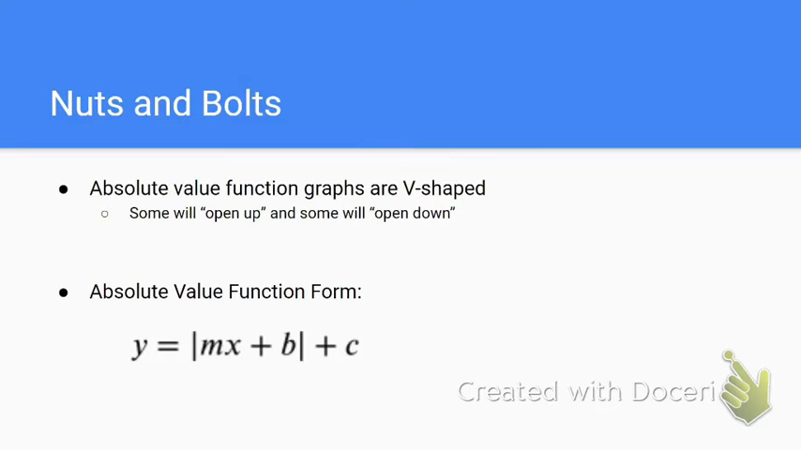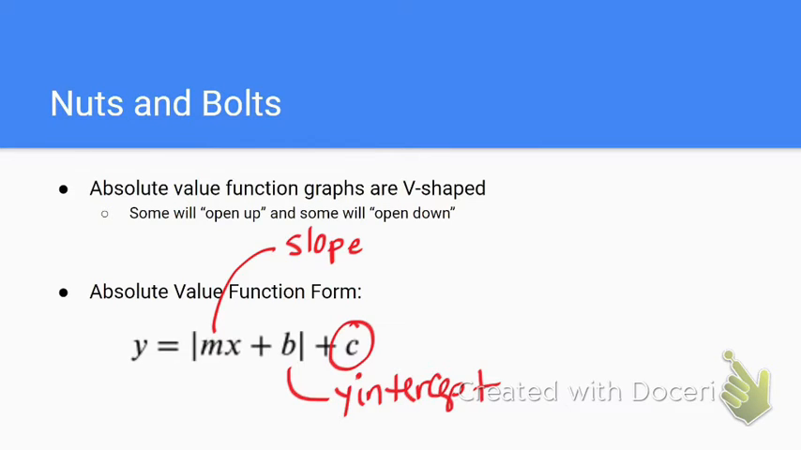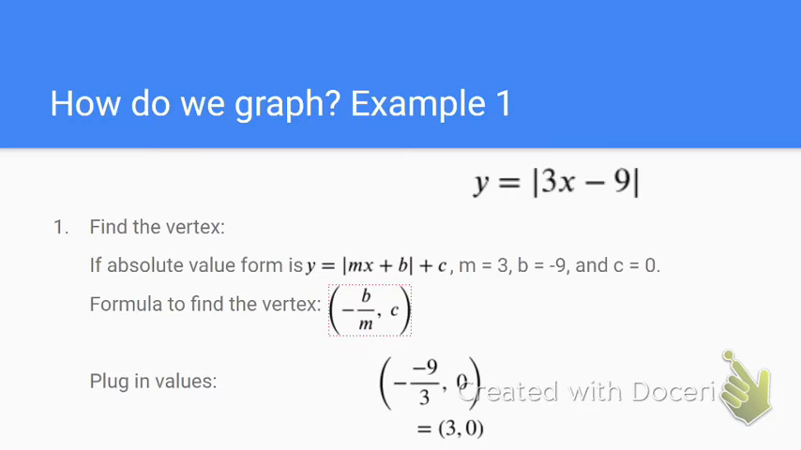What do you think m's going to be again? Yep. You've got your B. And we'll explore what C does to your graph in tomorrow's lesson. But we are going to have M, B, and C here. When I'm finding the vertex, I follow this equation. So you need to write this equation in your notes.